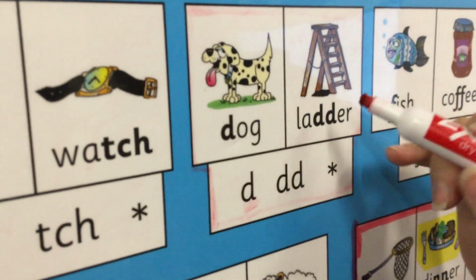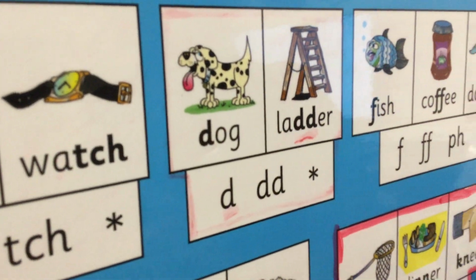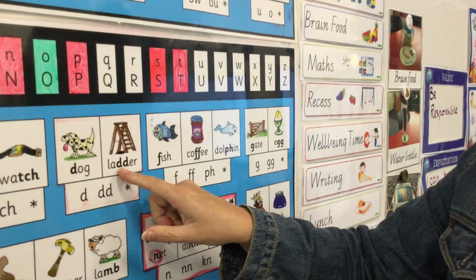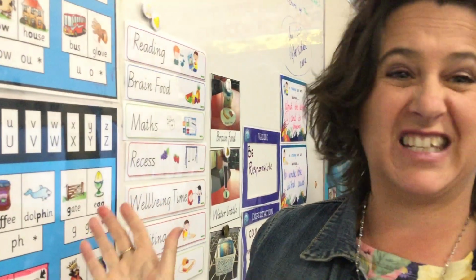But here we have what we've talked about before. We've got a digraph. I wonder if you spotted that. What's a digraph? Who can tell me? I know you know. A digraph is where you've got two letters making one sound. And on the thras chart, we've got the two Ds making the D sound. We don't say la, da, da, da. We just say ladder. It's got one D sound.